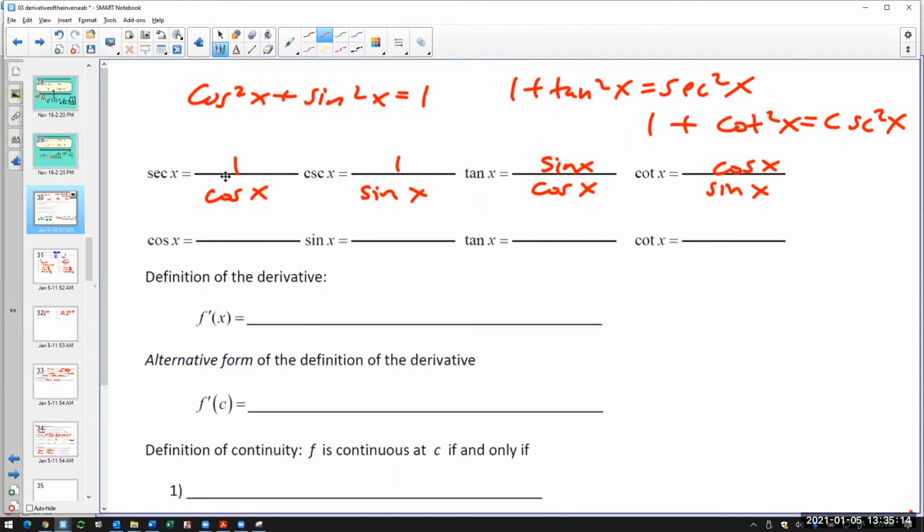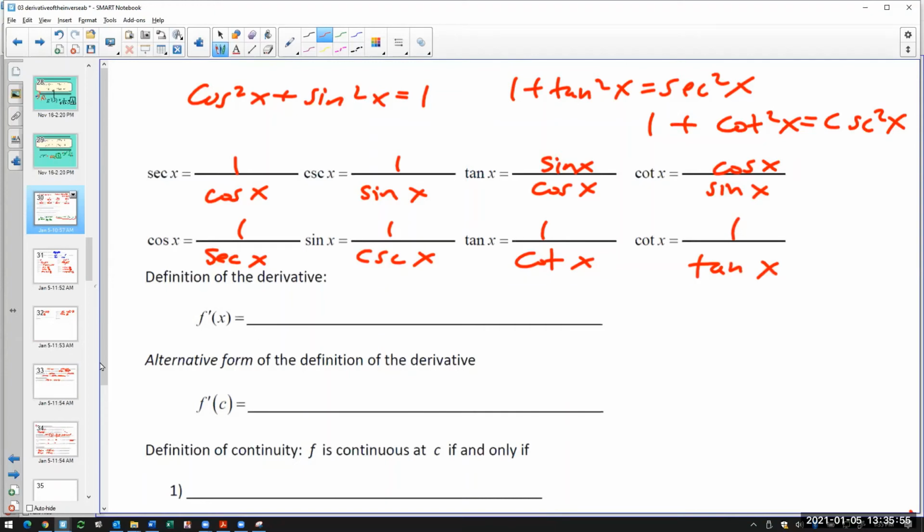If secant x is 1 over cosine x, then cosine x is actually 1 over secant x. They're reciprocals of each other. And sine x is going to be 1 over cosecant x, if cosecant x is 1 over sine x. Tangent x and cotangent x are reciprocals of each other. So another way to say tangent x besides sine x over cosine x is 1 over cotangent x. And another way to say cotangent x, guess what? 1 over tan x.